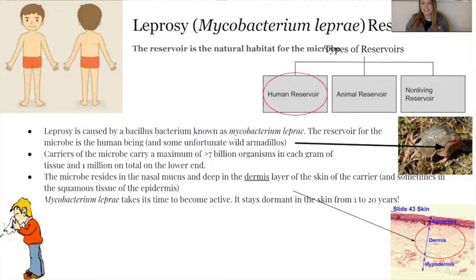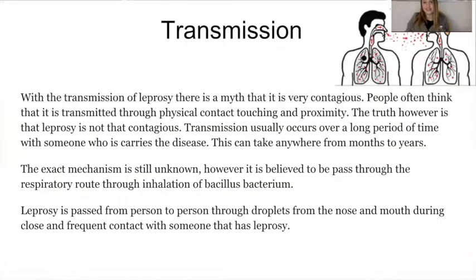Mycobacterium leprae takes its time to become active. Alyssa talked about that, and the bacterium can stay dormant in the skin anywhere from 1 to 20 years, with an average of 5 years, before it becomes active, or before it starts to manifest itself through symptoms and signs. And as we can see, there's a lot of bacterium in each gram of tissue.